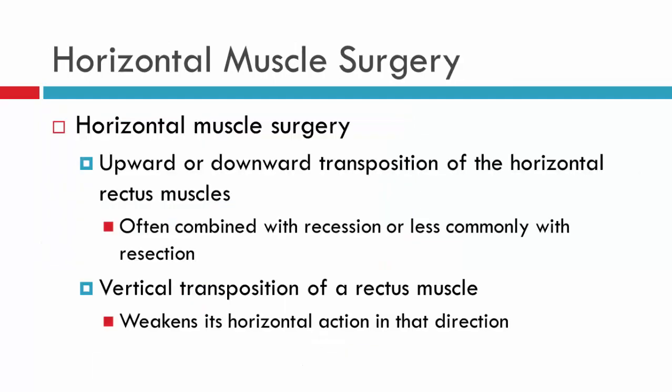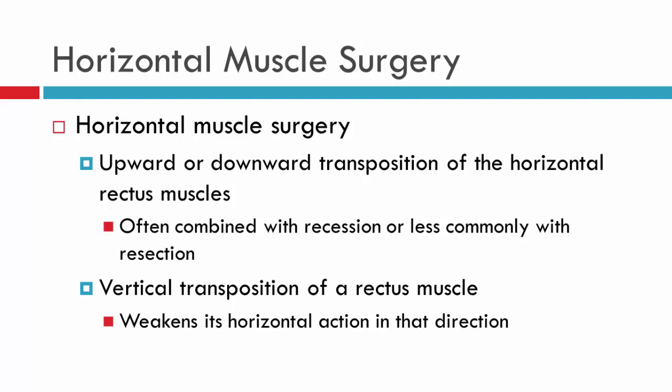Okay, let's move on to horizontal muscle surgery. So we actually can perform horizontal muscle surgery to improve AV patterns. Now, you'll recall on the video regarding the etiology of AV patterns that the displacement of horizontal muscles will cause an AV pattern. So clearly we can manipulate the position of the horizontal rectus muscles so that we can correct an AV pattern. And generally, the upward or downward transposition of the horizontal muscles can be combined with a recession or resection.